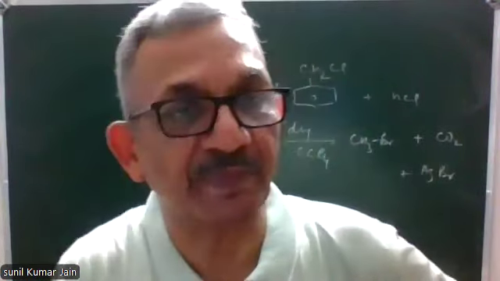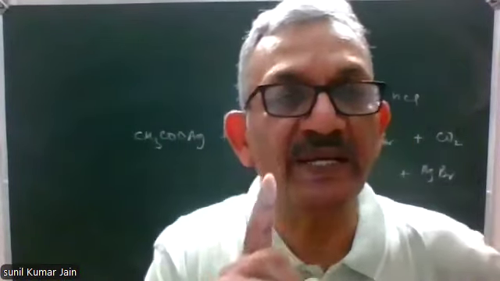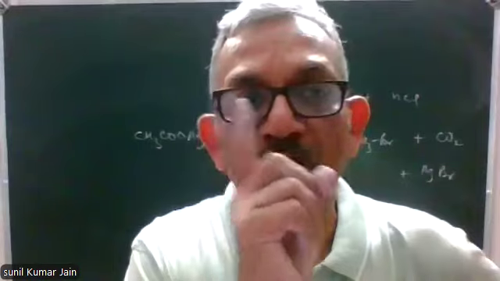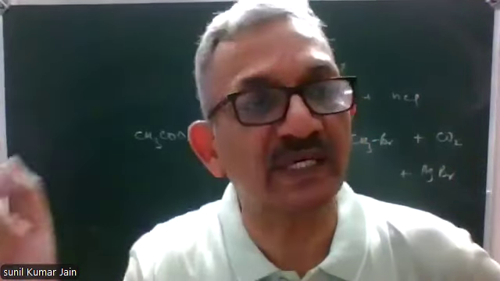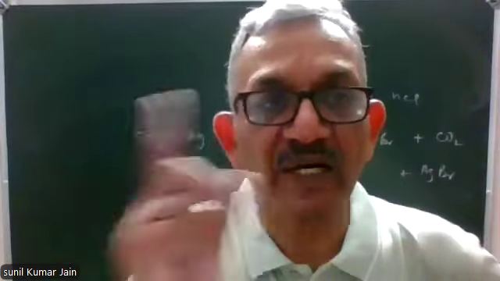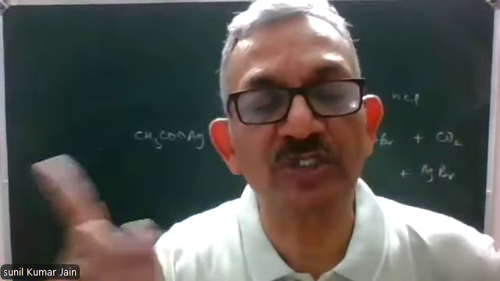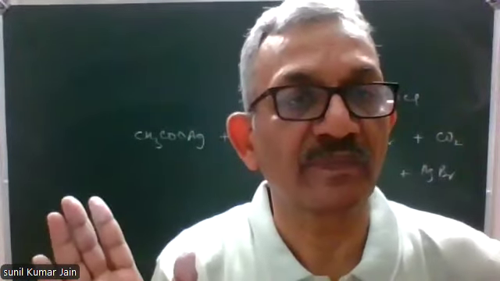Ultimately, what should happen? There are 4 possibilities. Listen very carefully. Ultimately, there should be a colored product formed in one case, not in the other. Second possibility, if a colored product is formed in both the cases, then the color of the products should be different.